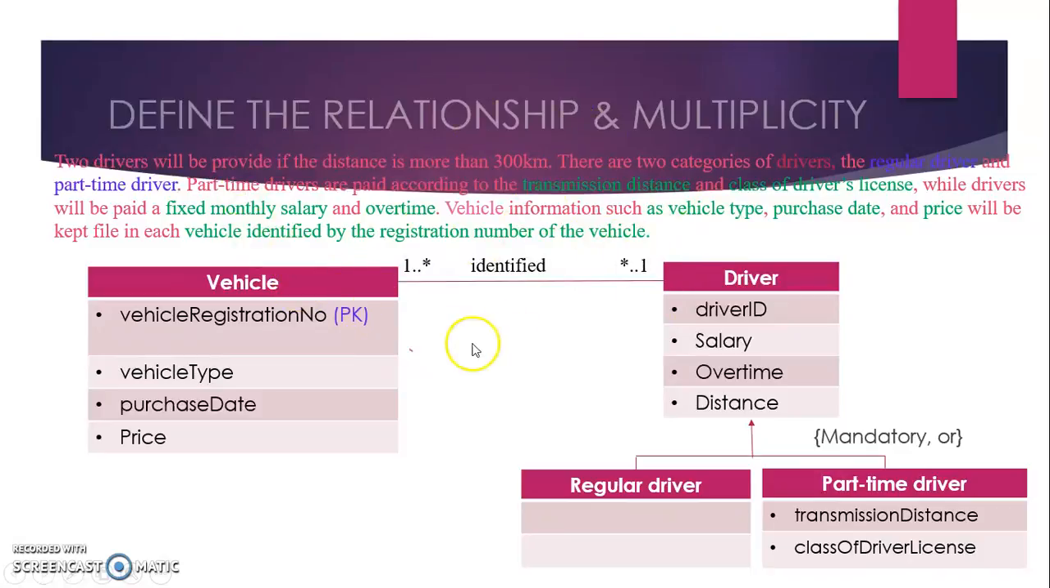This information is given in this slide. Vehicle information such as vehicle type, date and price will be kept in each file, then identified by the registration number of the vehicle. It shows the multiplicity 1 to many and many to 1. Vehicle to driver, then driver to regular driver or part-time driver.